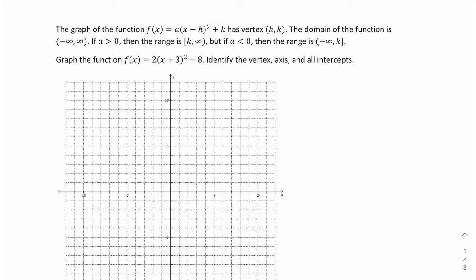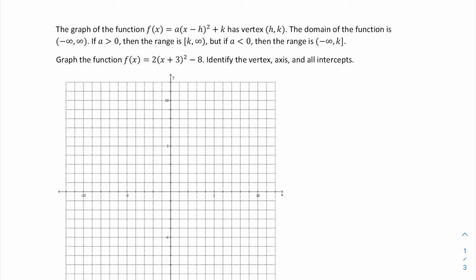And if a is greater than 0, then the range is k to infinity, making k the smallest y value. K is the minimum y value in the case where a is positive. But if a is negative, then the range is negative infinity to k, making k the maximum y value.